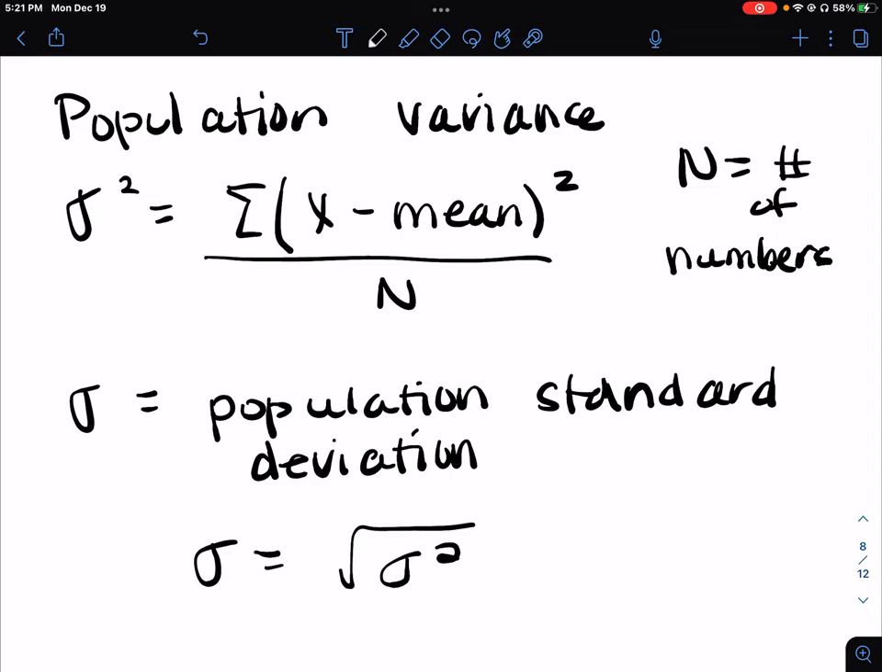Okay? Now the population variance, instead of dividing by n minus 1, you divide by n. And the standard deviation is still the square root.